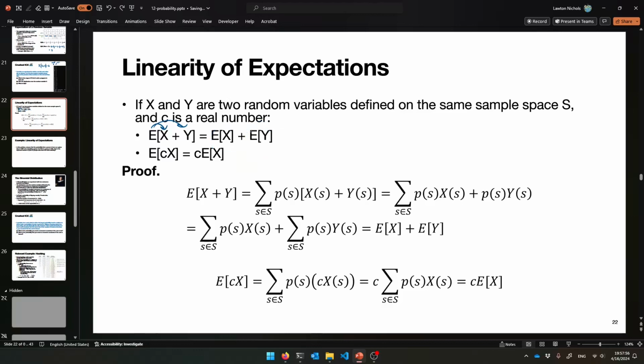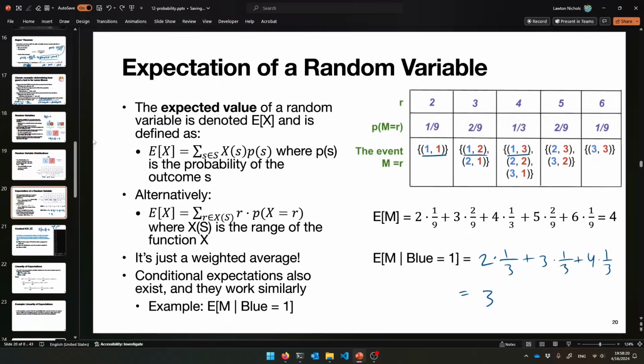That's pretty nice. And then if you have a constant, what's the expected value of a constant times a random variable? You can take out that constant, bring it outside. So that's the same as that constant times the original expected value of the random variable by itself. Okay? So here's a proof of each of those. It's not too hard to see, just unraveling the definition of expected value for each variable.